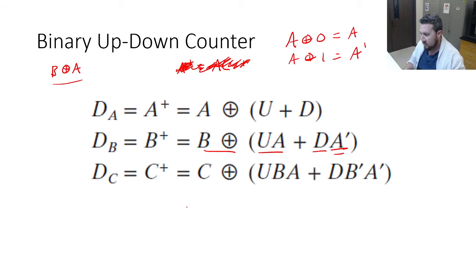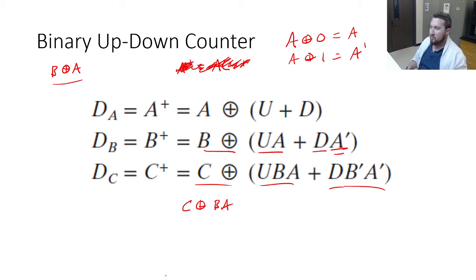Now let's look at C. Remember, C was C XOR BA, and again we have C XOR U and BA, or D and B prime A prime, which of course is D, B or A prime. So if both of them are 0, then we toggle, whereas if both of them are 1, then we don't do that. So any questions about these equations? It's not super important that you know how to derive them for the test, but that you understand their behavior.